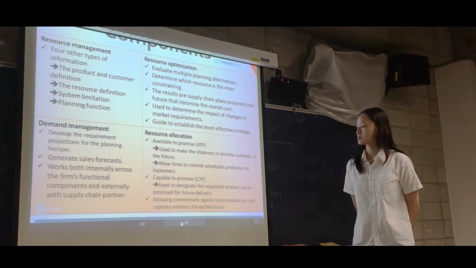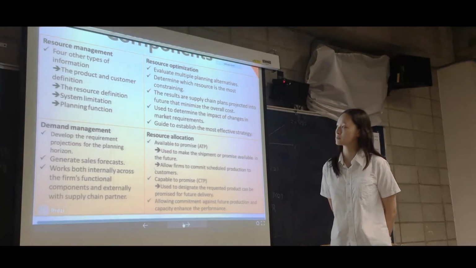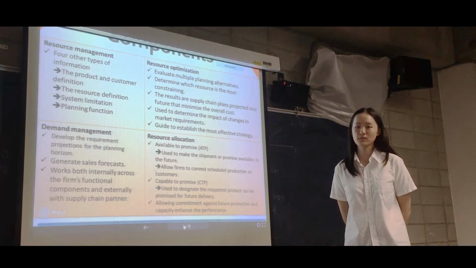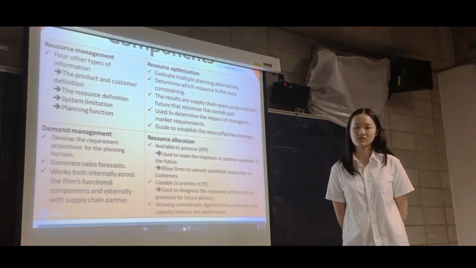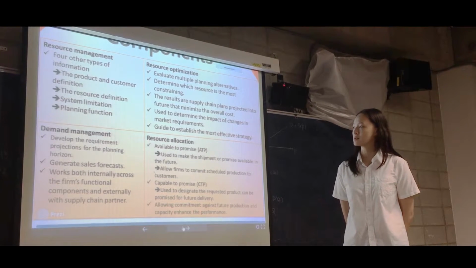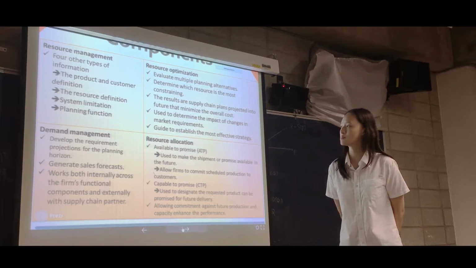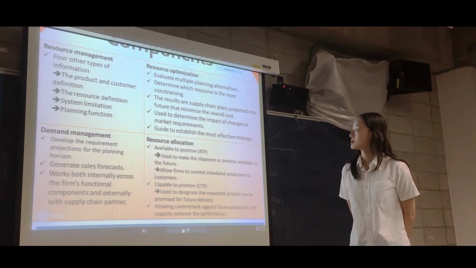And these are the things that are important about APS system components. First is resource management. There are 4 types of information. First one is the product and customer definition. The second one is the resource definition. The third one is the system limitation. And the last one is the planning function.